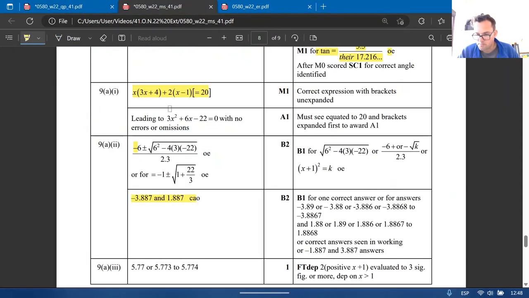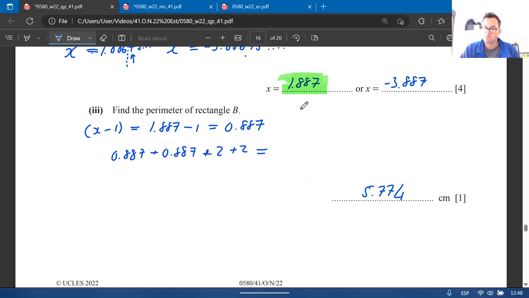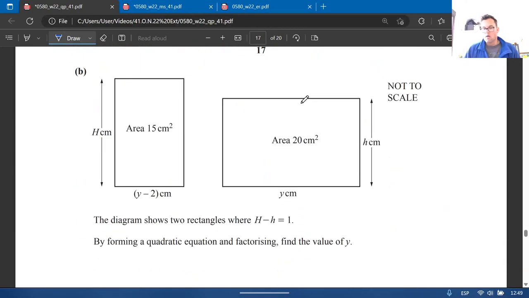5.774. Keep doing that. Yep, they're happy with that. You round to 3 significant figures, they're happy with that as well.